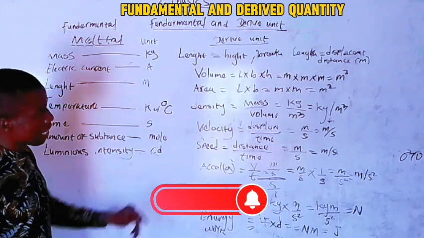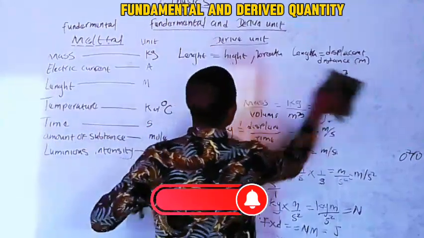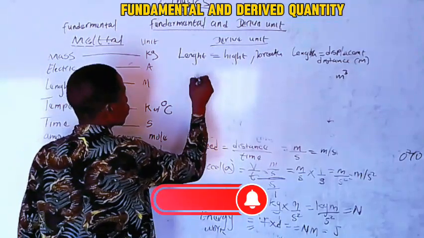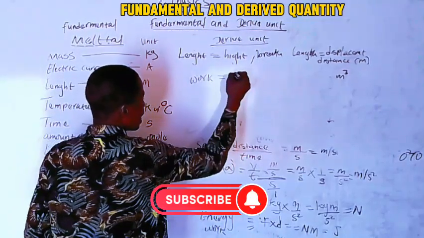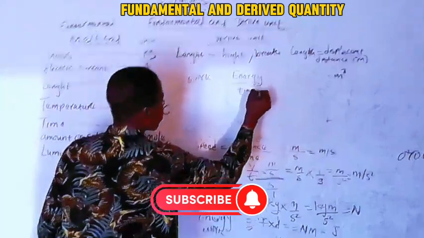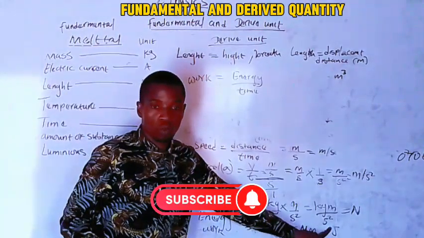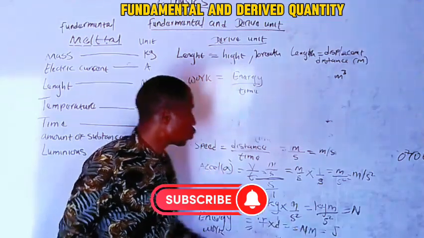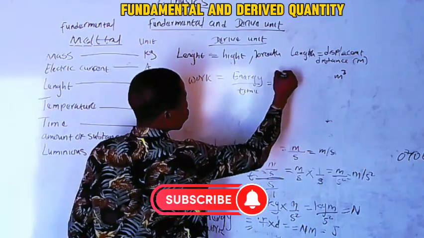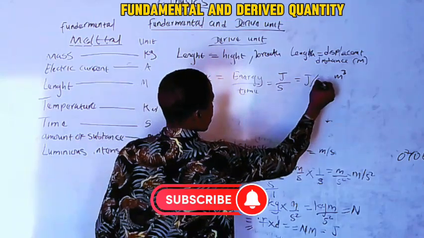Now what about power? What is power? Power is energy over time. Now, what is the unit of energy? Joule. So it will now be Joule over time. Time is second. It will now be Joule per second.